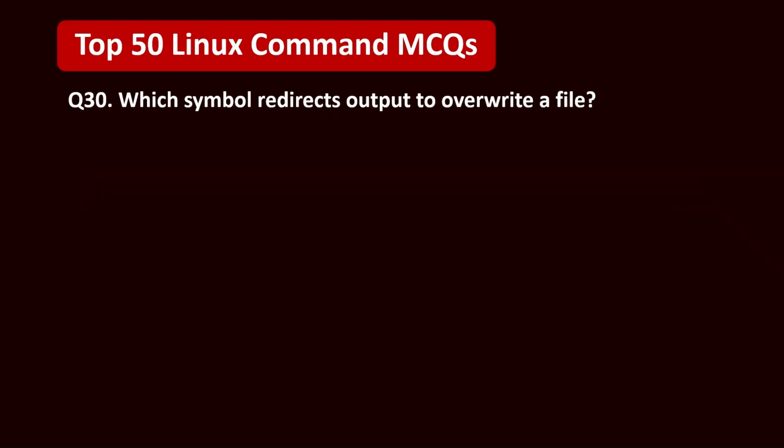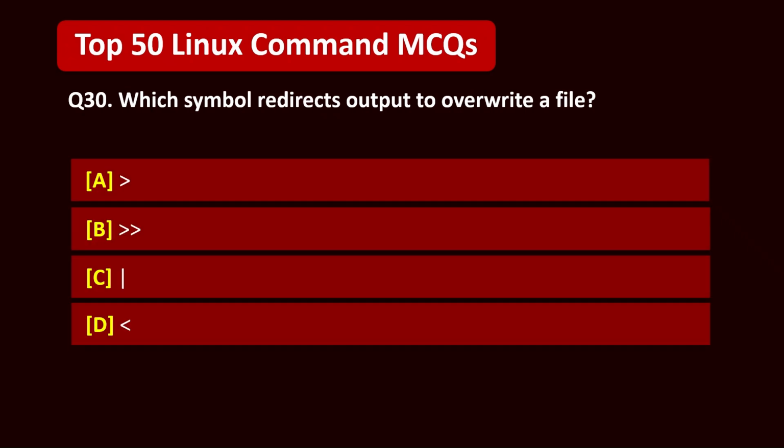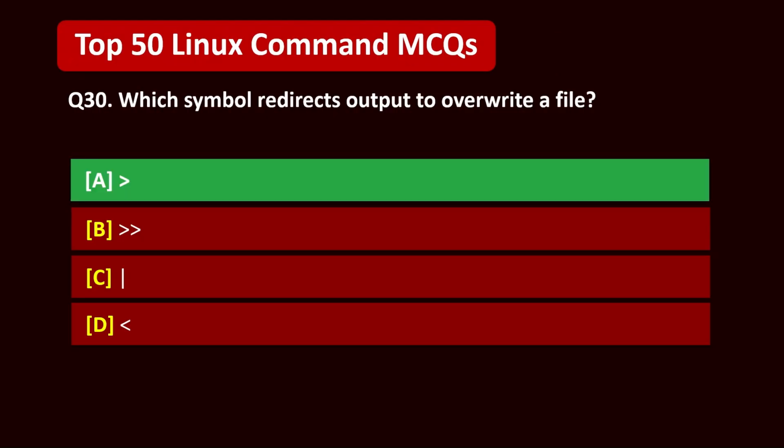Question 30. Which symbol redirects output to overwrite a file? A, greater than, B, bitwise right shift, C, bitwise or, D, less than. 5, 4, 3, 2, 1. Correct answer is A, greater than.